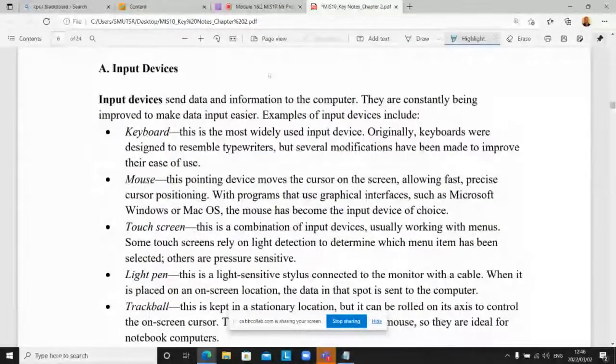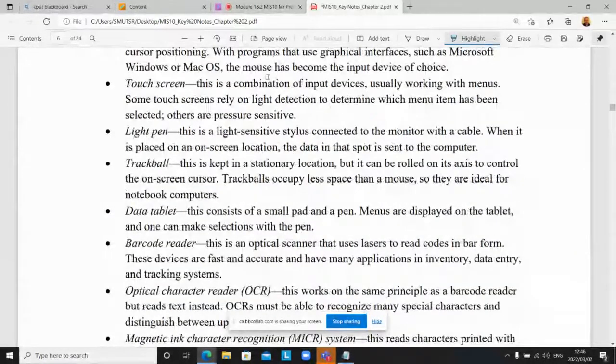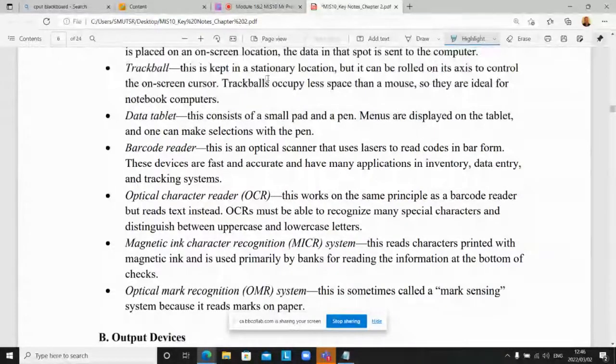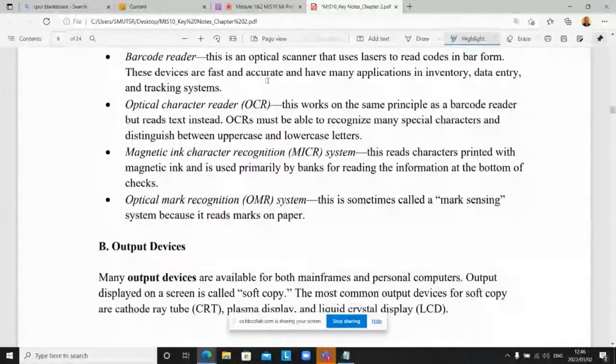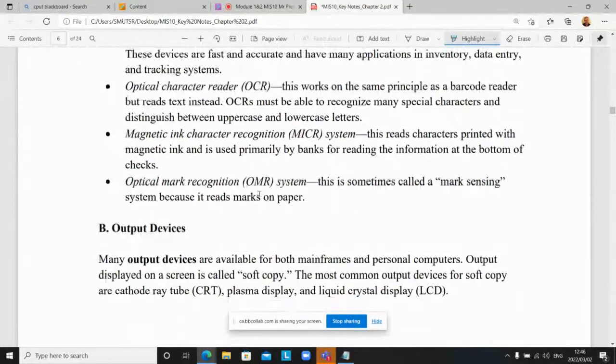Input devices: keyboard, mouse, touch screen, light pen. It's a pen that works like a mouse. Trackball is like an upside down mouse. Data tablet, that is not the same as the tablet you know. It's an old thing that you don't get anymore. Barcode reader, optical character recognition, magnetic ink system, that's very old. Optic mark recognition. Do you know these QR codes you get, guys? That is an optical mark recognition system. So is a barcode, but a QR code is typical of an OMR system.